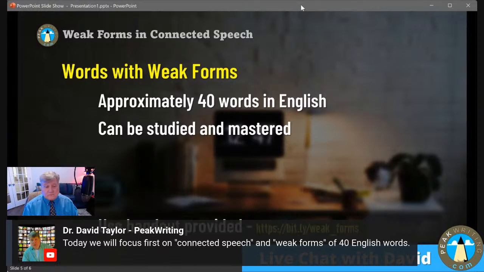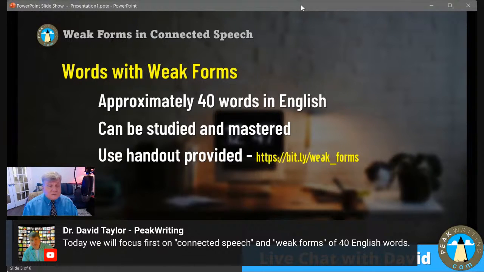That's good news. And one step toward this is to have a handout like the one I provided and that I'm linking to here. A handout that can serve as a kind of pronunciation guide to these English words, function words with weak forms.